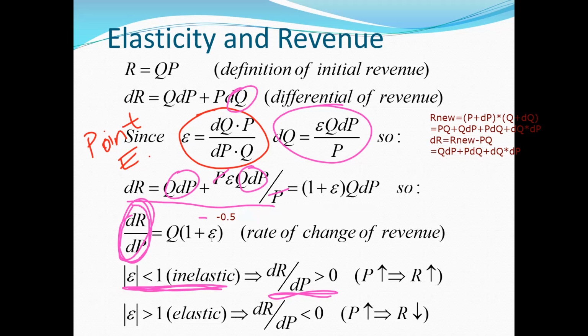Under inelastic demand. Now let's think about the leisure travel elasticity value, which used to be negative 1.2. Okay. Leisure travel elasticity value.